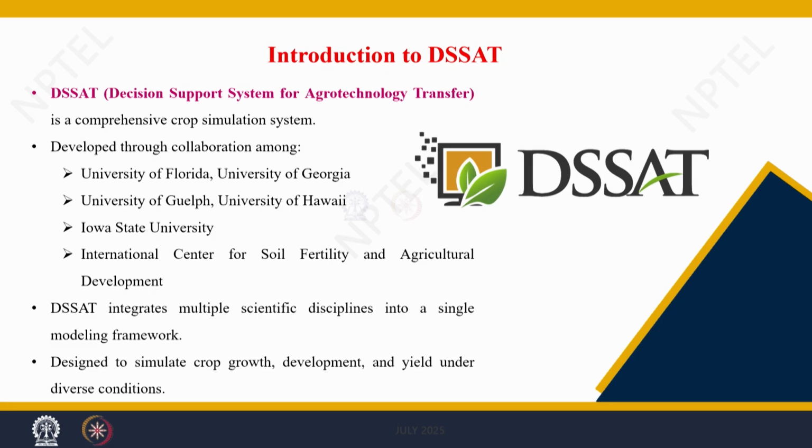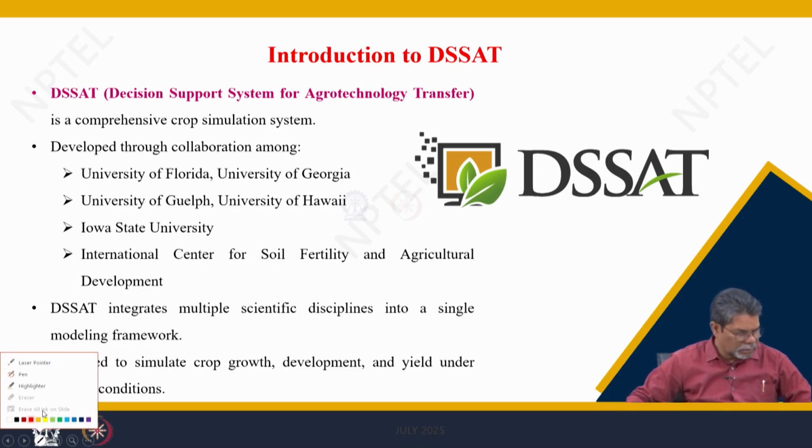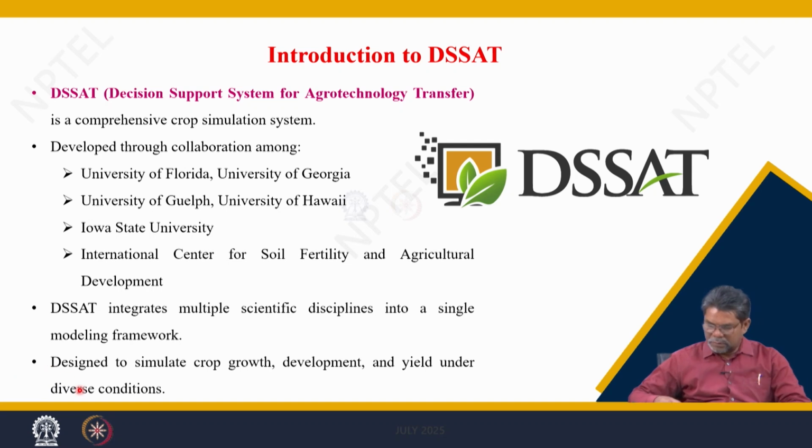DSSAT is the Decision Support System for Agrotechnology Transfer, a comprehensive crop simulation model. There are different models available for crop growth and yield simulation, like APSIM, CropSyst, and InfoCrop. These are the different models, and DSSAT is the widely used model.